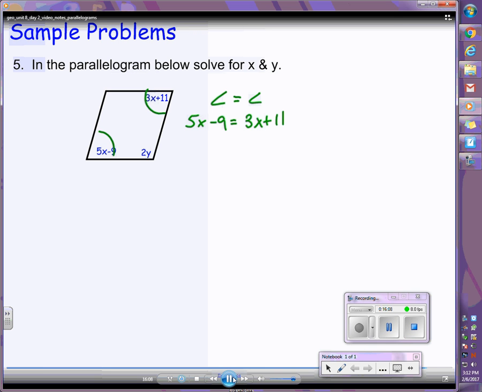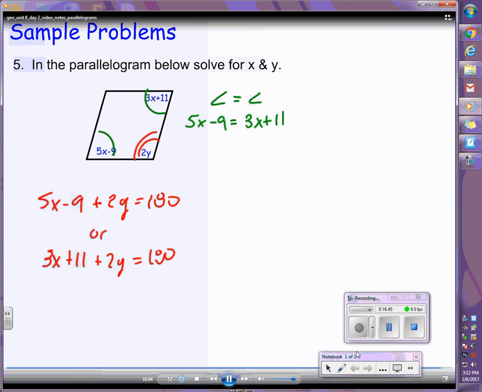Now those green corners are consecutive with the corner that has 2y. So that means they're supplementary. So red plus green angle should equal 180. So your first option is to use 5x minus 9 plus 2y equals 180. Or you could use 3x plus 11 plus 2y equals 180. But you need to finish solving for x and for y on your own. This concludes your notes.